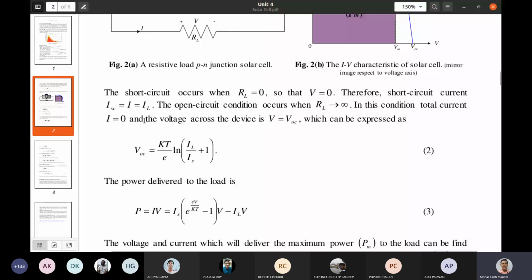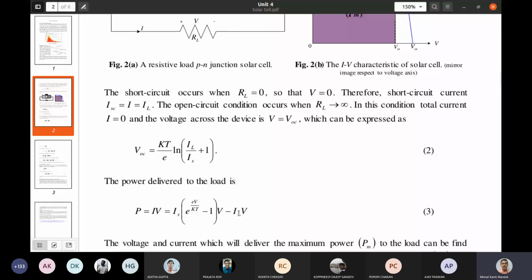And power delivered to the load, that is equal to P equal to IV. That is IS e to the power EV divided by KT minus 1, multiplied by V, minus ILV. Right? So this is the power delivered in the load. By maximizing this power with respect to current or voltage, we can calculate the maximum power delivered in the load, and at the same time we can also calculate the maximum current and maximum voltage at the load.